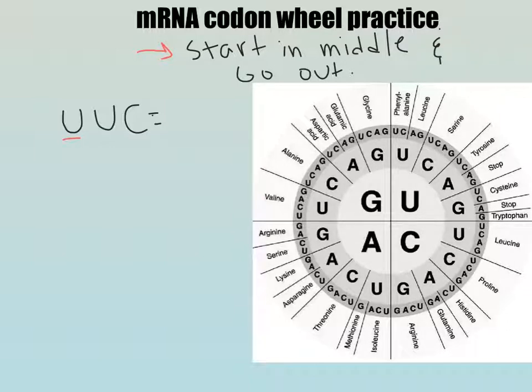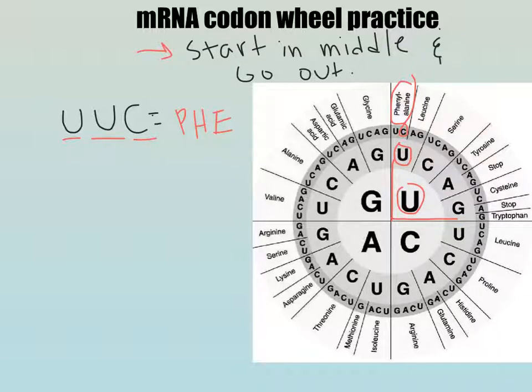UUC. The first base is a U. So we're going to start in the middle. Here's the U right there. So we know that the amino acid is going to be somewhere in that little fourth of the circle. The next one is a U. There's the U right there. Now the last one, to find out exactly which amino acid it is, we look at the C. Where's the C? There it is. And there's our amino acid, phenylalanine, PHE.